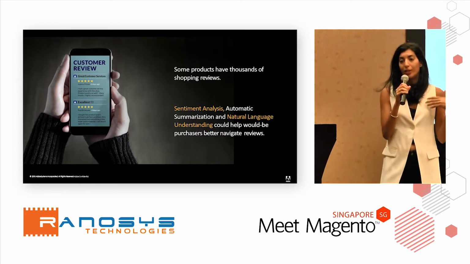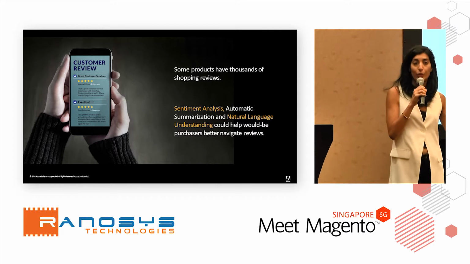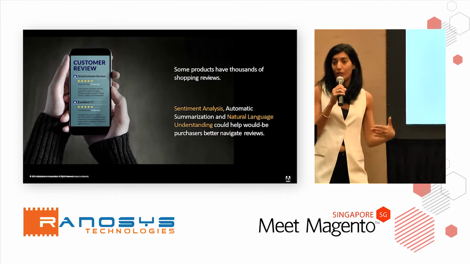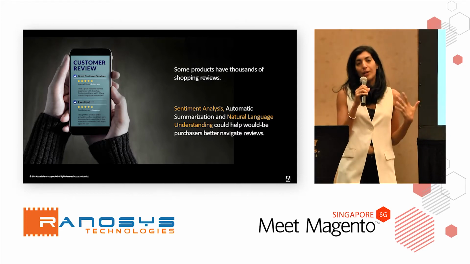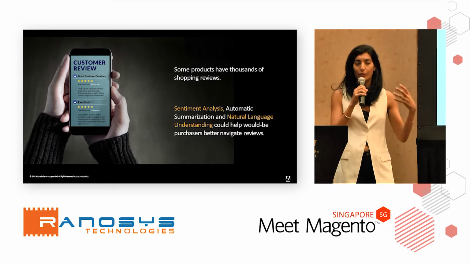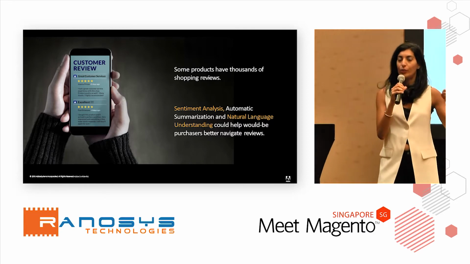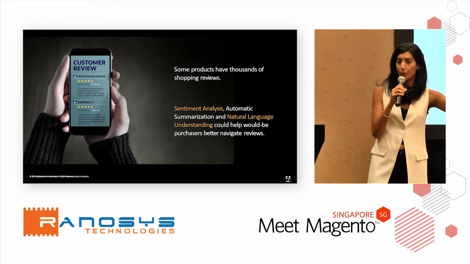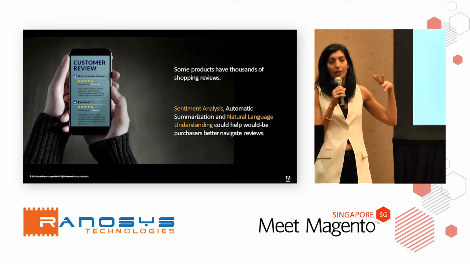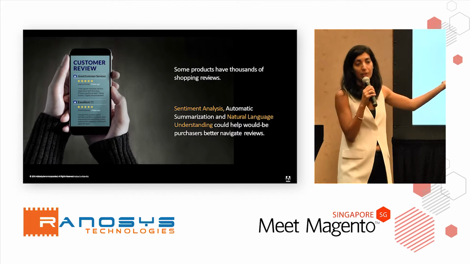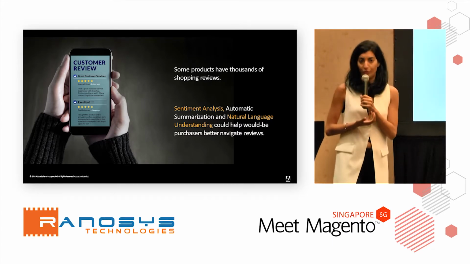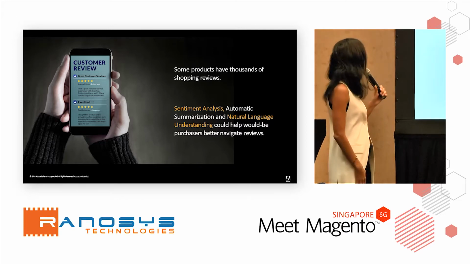Oftentimes, our products or the products of our merchants have a ton of reviews associated with them. How do we summarize this information? How do we get a general idea of what the sentiment is that is associated with each one of those products as a result of those reviews? And this is an example of where we use NLP to do sentiment analysis to understand what the general sentiment of a text actually is.